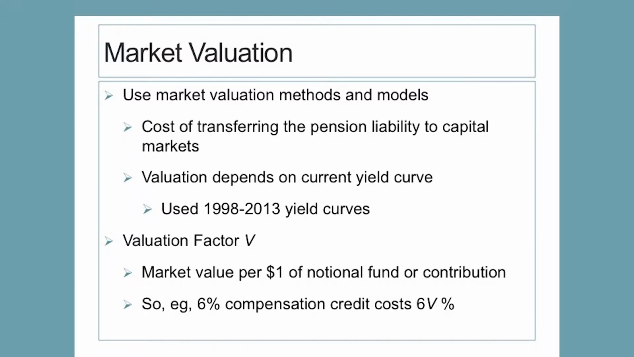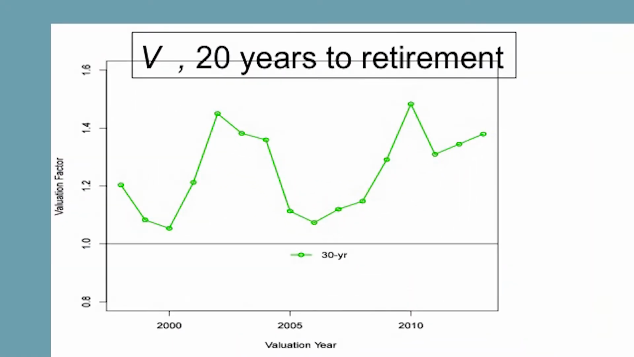And what we're actually going to show you in the graphs that follow are valuation factors. And the valuation factor is the market value per $1 of notional account value. So in other words, if a participant has a notional account of $100,000 and the valuation factor is 1.5, then the cost of that 100,000 account is actually 150,000. And similarly, if you have a cash balance plan where the contribution rate is 6% of salary and you have a valuation factor of 1.5, that says you actually have to pay 9% of salary in order to fund the 6% of salary benefit. So let's look at some results.